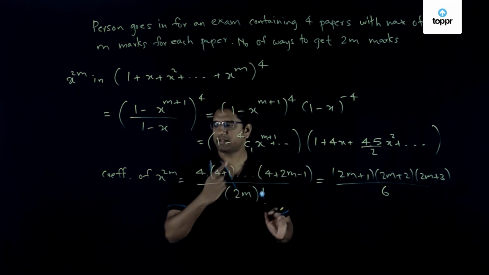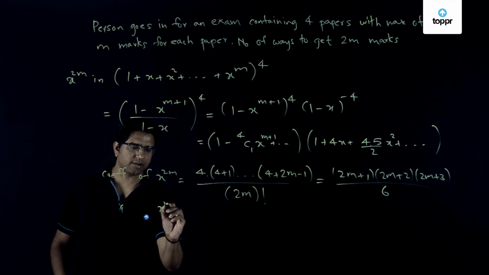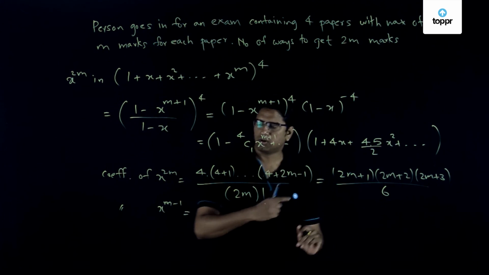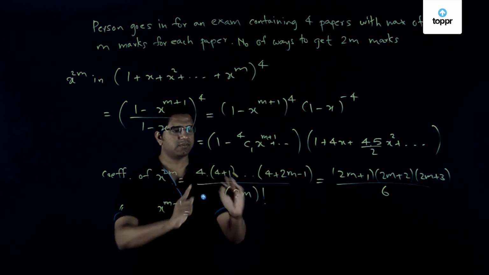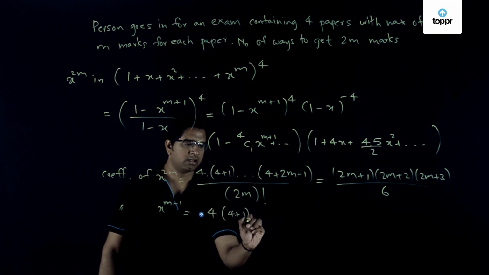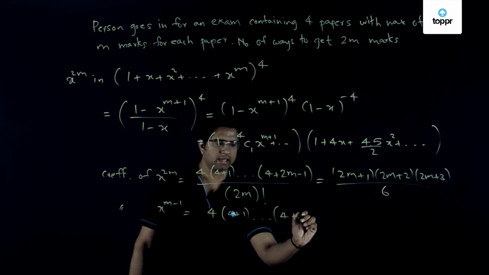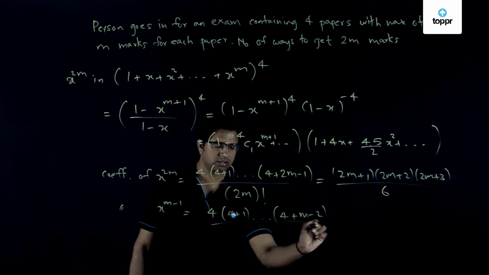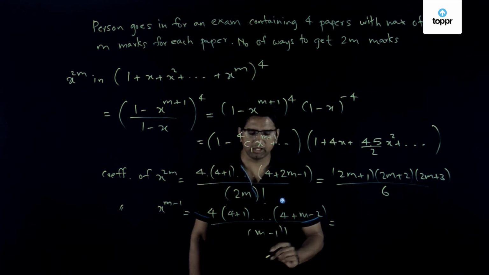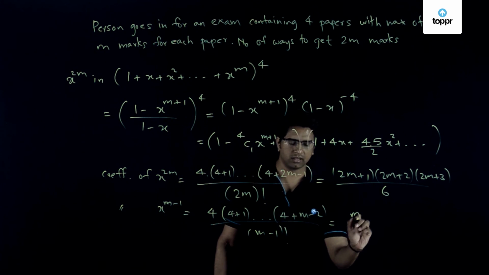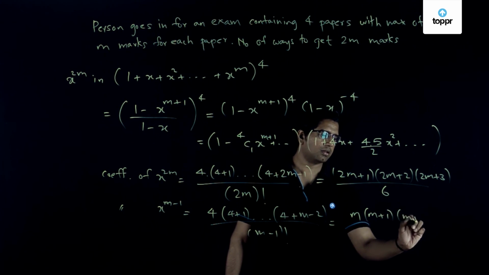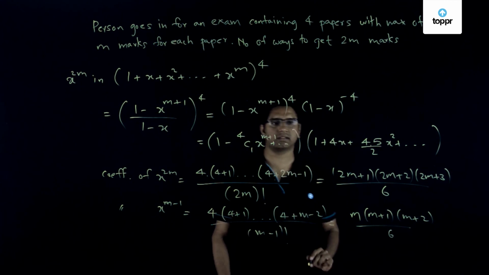Similarly, you find the coefficient of x power m minus 1 in this term. We have already found how to do it, so in our case it will be 4 times 5 times up to 4 plus m minus 2, divided by m minus 1 factorial. Ultimately you will be left with m times m plus 1 times m plus 2, and again the denominator will be 6.